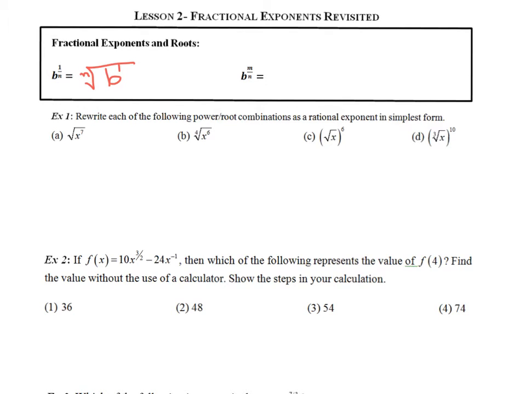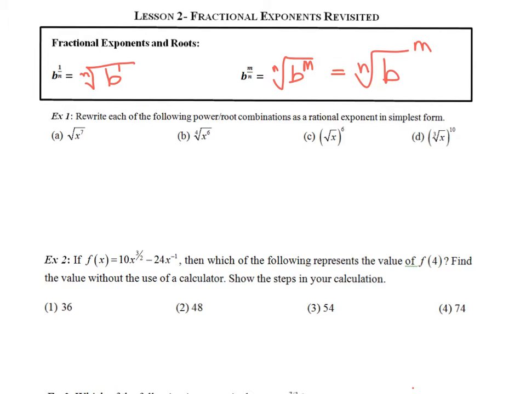Now, if I've got an exponent that has a number other than 1 in the numerator, b to the m over n, I can write that as the nth root of b to the m, or equivalently, the nth root of b raised to the m power. So it doesn't matter whether I evaluate the root first or the power first.